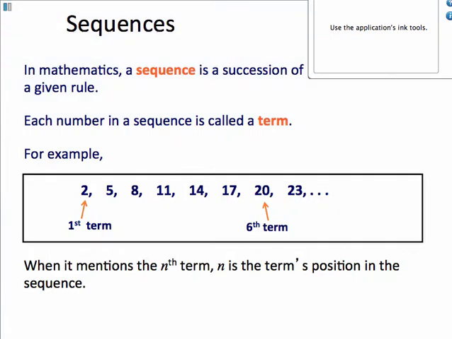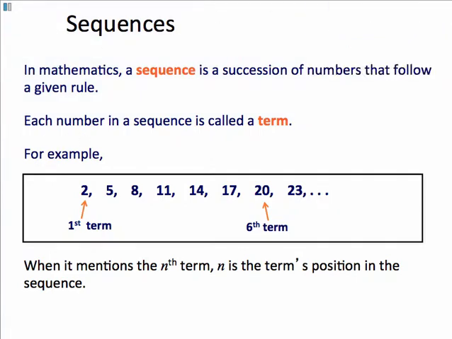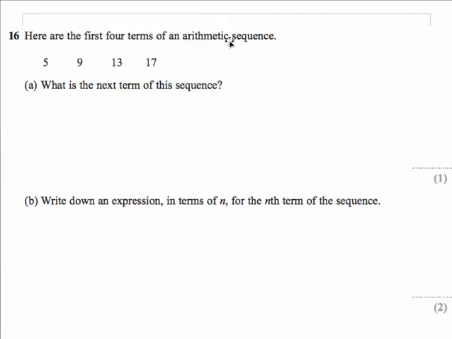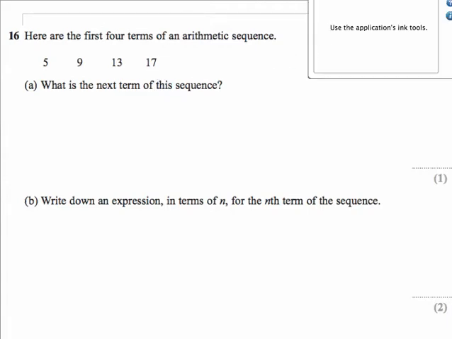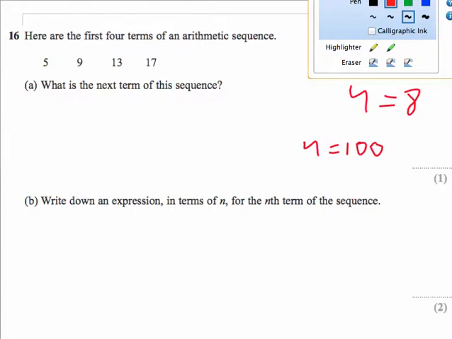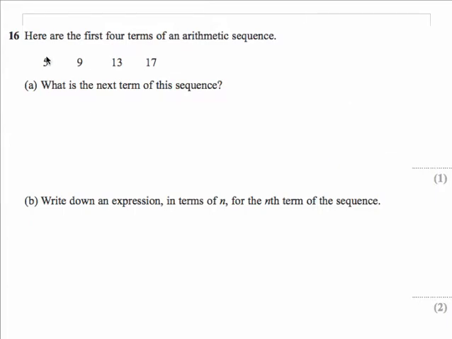Now, knowing these keywords helps us when we come to actually answering exam-style questions. So, an exam-style question would be along the lines of, here are the first 4 terms of an arithmetic sequence. What is the next term of this sequence? Well, we can very quickly see that here we have 5, and to get to 9, we need to add 4. To get to 13, we need to add 4. To get to 17, we need to plus 4. So to get to the next term, we just need to plus 4, which gives us an answer of 21. So put it on our answer line, 21.